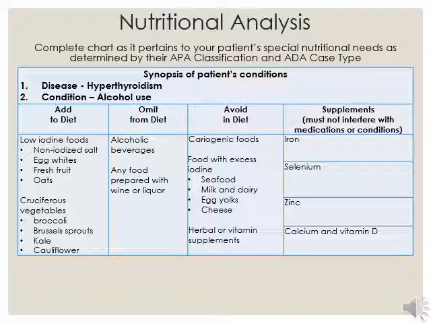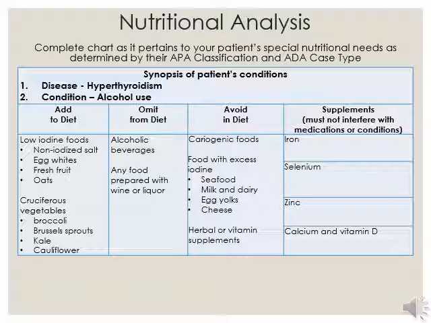I found out that cruciferous vegetables may stop your thyroid from using iodine properly, so this helps with hyperthyroidism as well. Examples of these vegetables are broccoli, Brussels sprouts, kale, and cauliflower. She should completely omit alcoholic beverages from her diet or any food that contains any kind of wine or liquor. Also, because of her medications, she has xerostomia, so she should avoid cariogenic foods to prevent cavities. And also, herbal or vitamin supplements may contain iodine, so she should avoid those too.